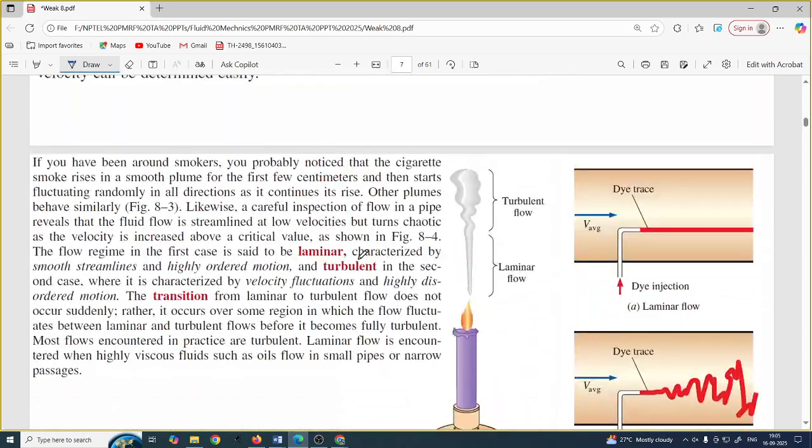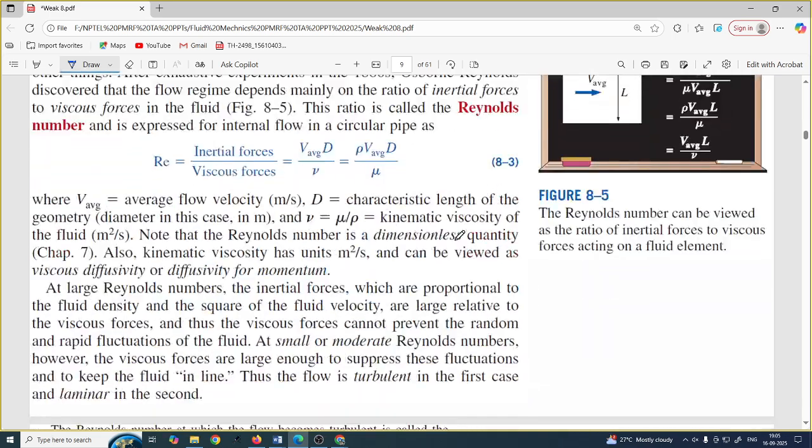So what is laminar flow and turbulent flow? As you can see, here is the very smooth flow, and all the lines are parallel to each other. But in the turbulent flow, as you can see, the flow is zigzag, that is, chaotic motion is happening in the turbulent flow region. So these are some basic ideas.